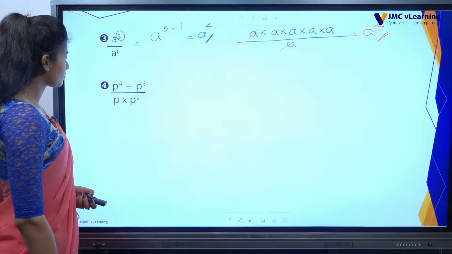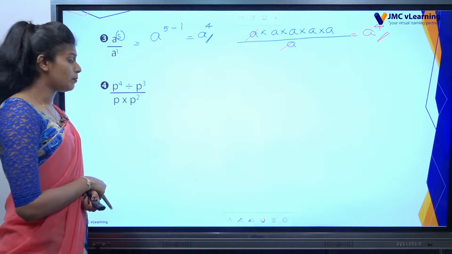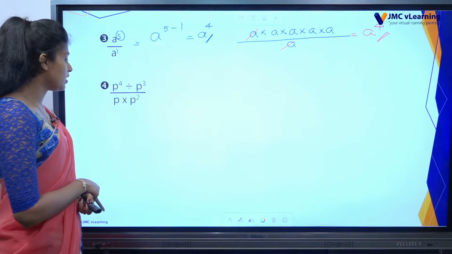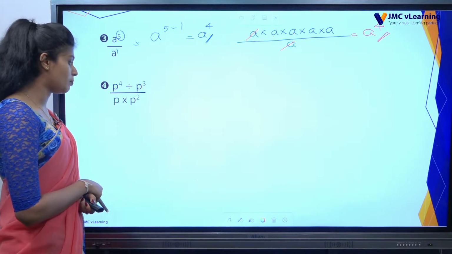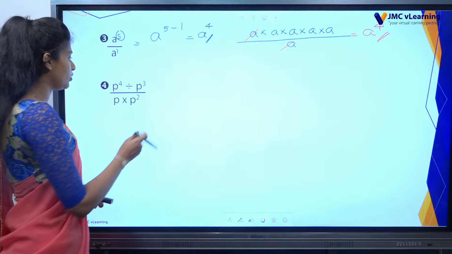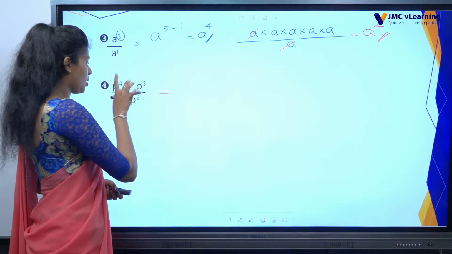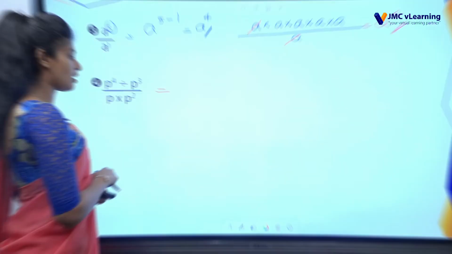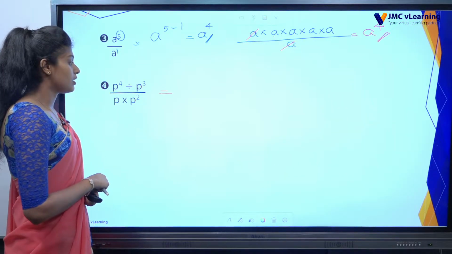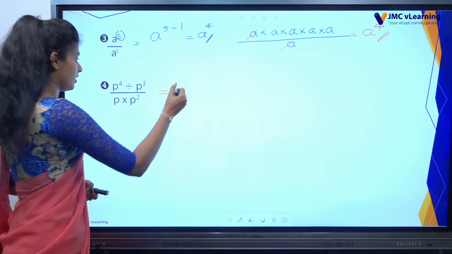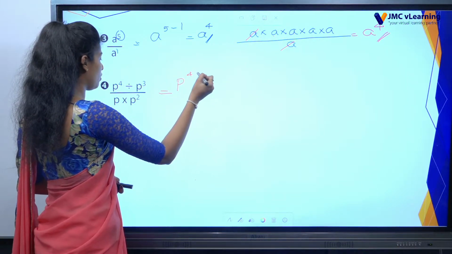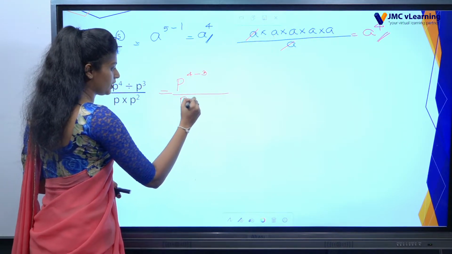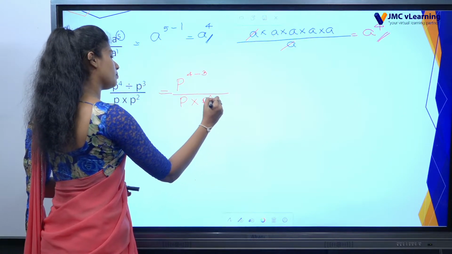Then next one. P to the power 4 divide P to the power 3, then again divide P into P to the power 2. Then how can you simplify this one? P to the power 4 divide P to the power 3. Here the bases are the same, so let's subtract only the index. Then P, 4 subtract 3, over P into P to the power 2.